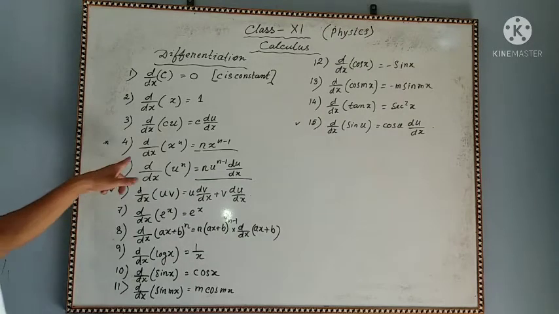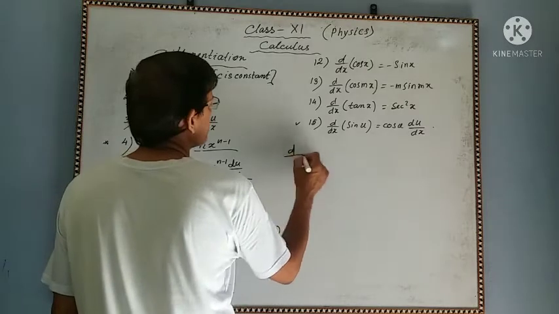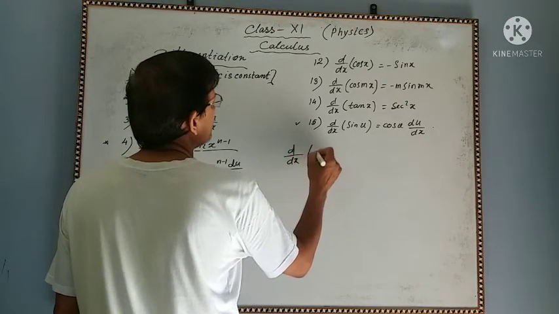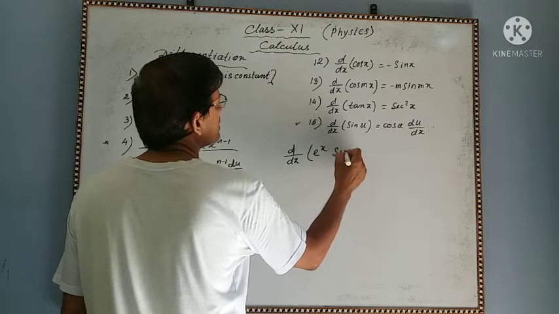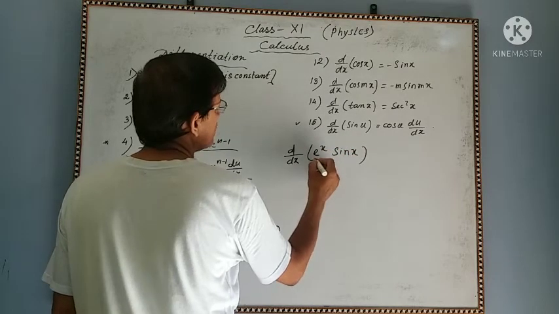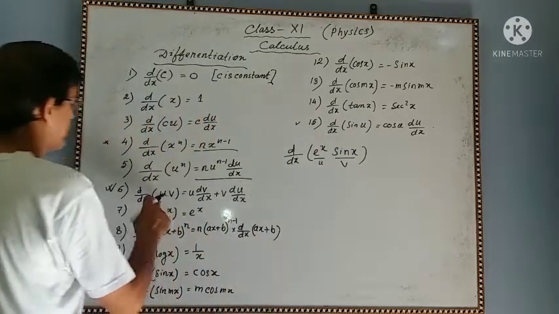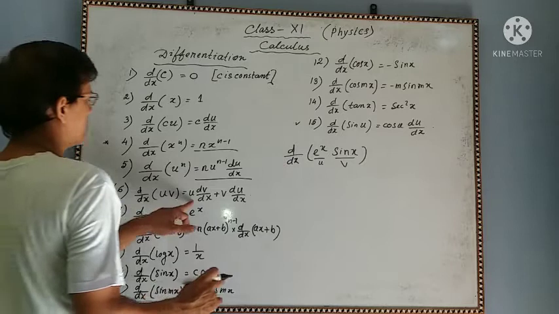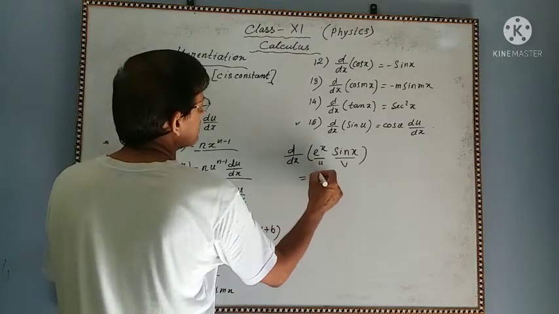First you see this, its differentiation. Suppose d by dx of e to the power x sin x. So here there are two terms. So this is u, this is v. So first u is taken constant. So u means e to the power x.